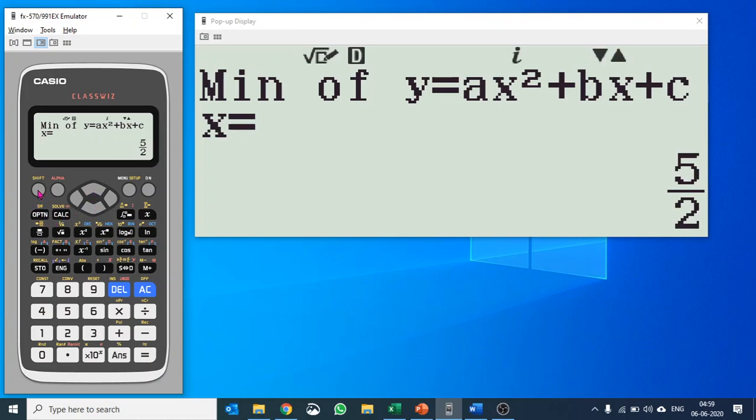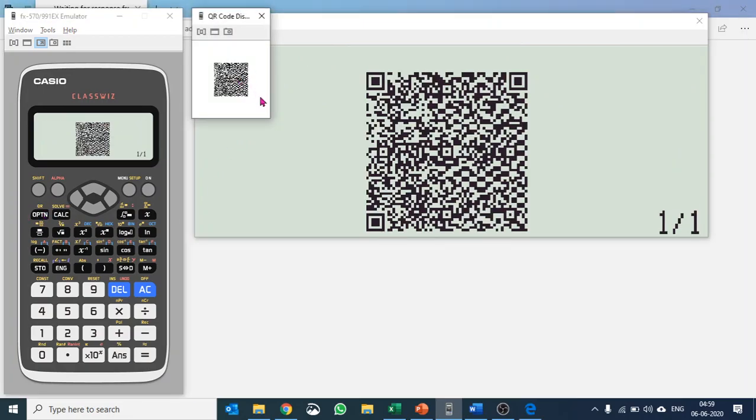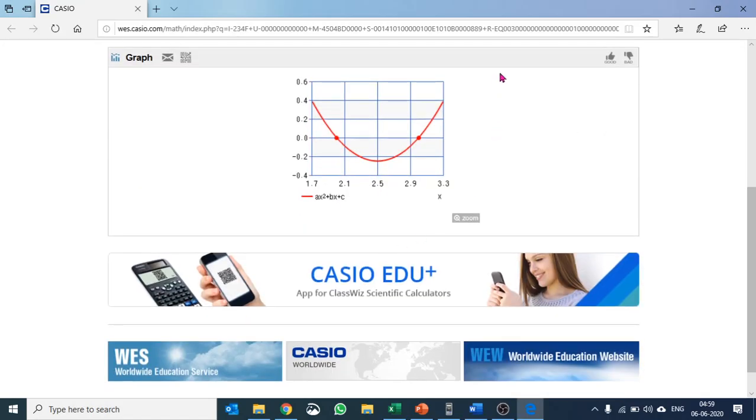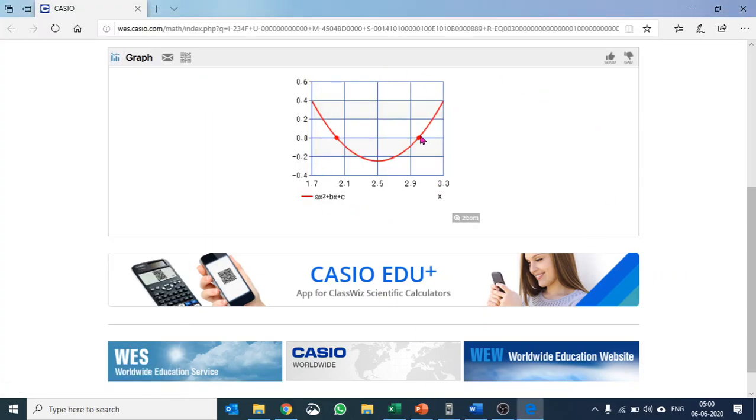One of the other things, you might be knowing Casio has a QR code. If you don't know about the QR code, you can click on the above mentioned link, and when you go to this QR code link, it takes you to a page where you can see the graph as well. If you have a calculator, you can scan the QR code and you would come to this page, so you can do visualization as well.